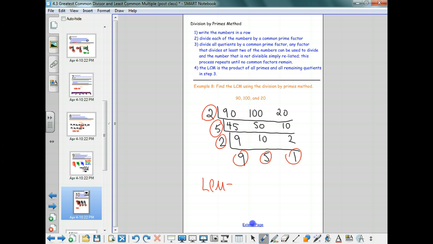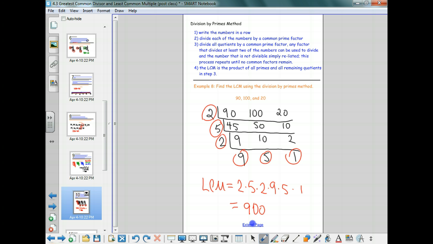Least common multiple. So it's going to be, and again, it doesn't matter what order I write them in, I've got a 2, I've got a 5, I've got another 2, I've got a 9, and I've got a 5. And just for fun, we'll write the 1. What happens when we multiply these? 900. You get 900.